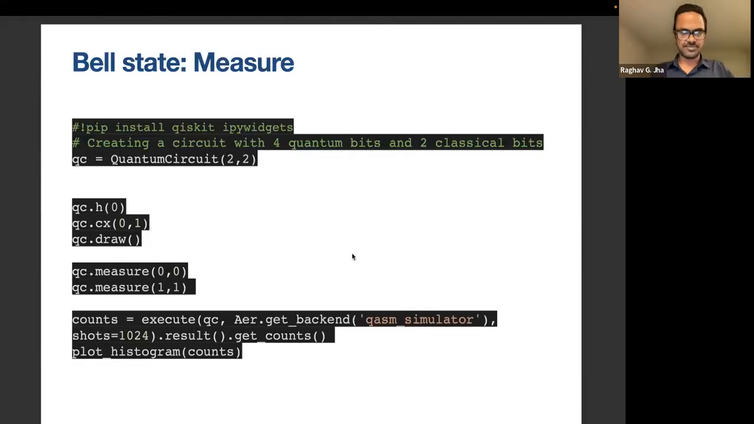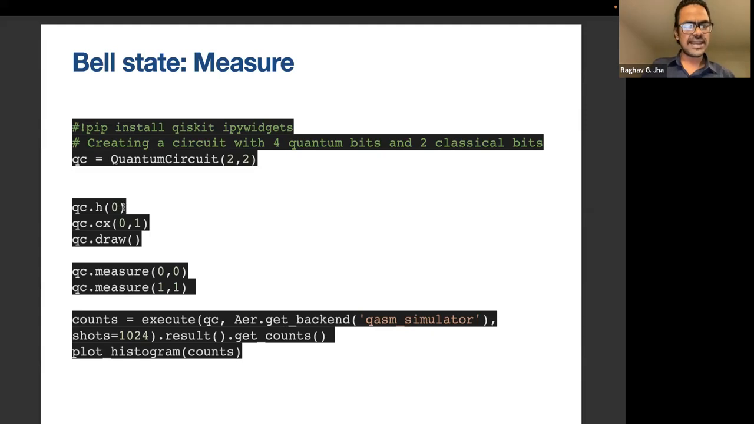So let me show you a very small computation. What I'll do now in my notebook is I'll just explain this and then I'll show you how it works. I'll construct a quantum circuit with 2 qubits and 2 classical bits. So 2 quantum bits and 2 classical bits. It should be 2 here. It's not 4 quantum bits, it's 2 quantum bits and 2 classical bits.